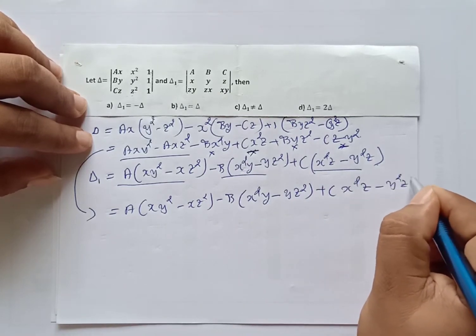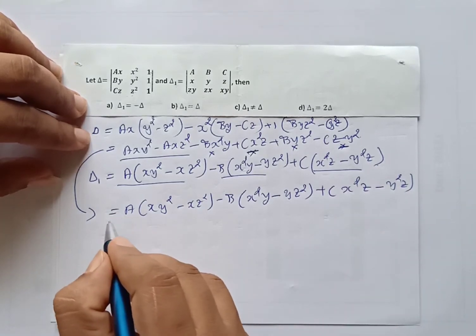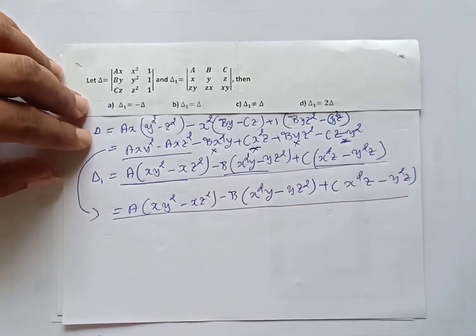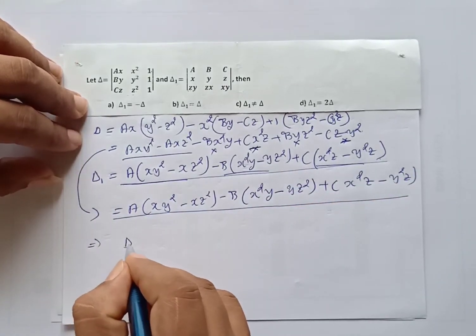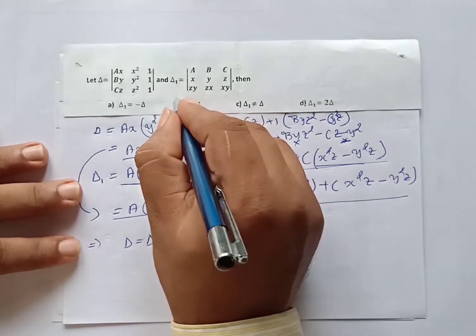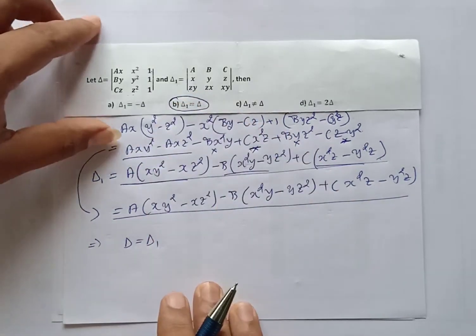y square z. Just observe what we are having here, that is nothing but delta 1, right, which implies we can write delta and delta 1 both are same. So option B is the correct one.